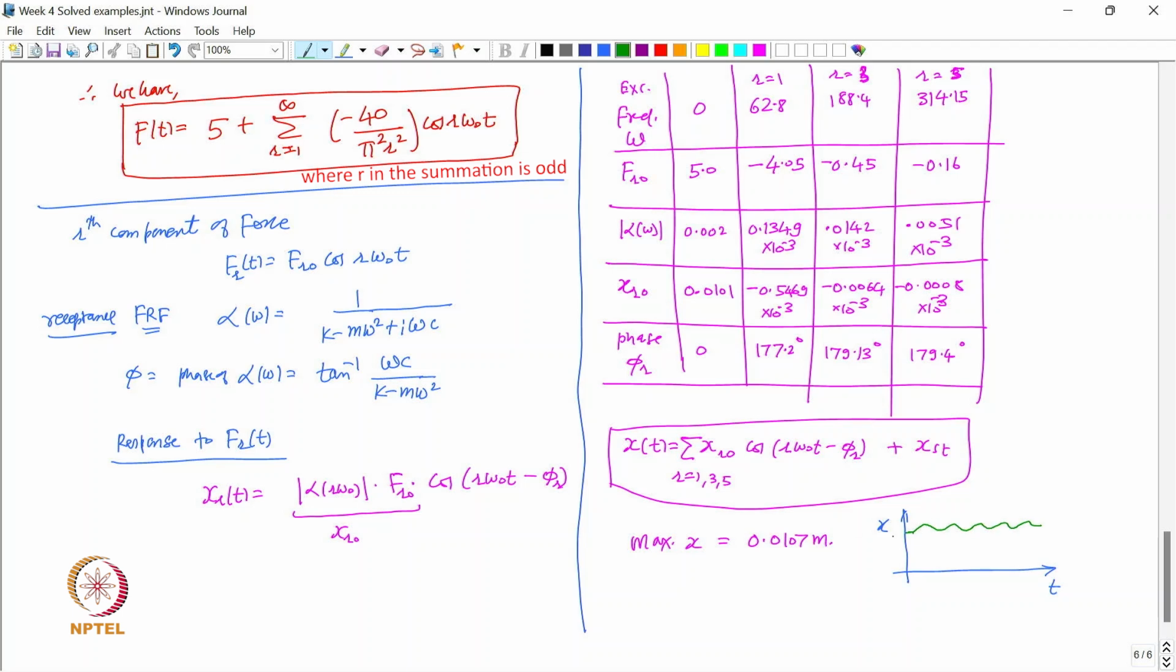So there is a significant DC component, as you see from the table. The x is 0.0101, right, this is the DC component. So therefore there is some DC component, and over that DC component you are having variable components like this, which are due to the first, third and fifth harmonic.